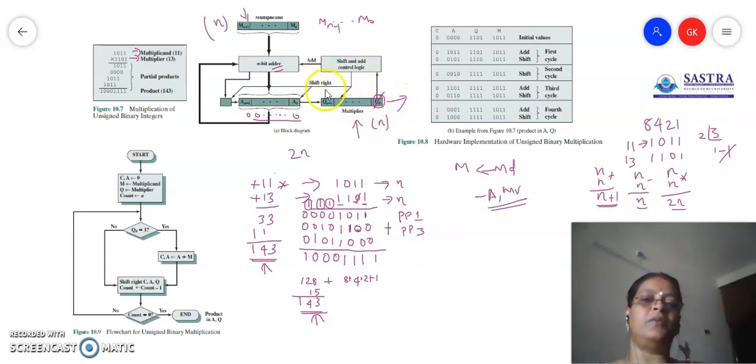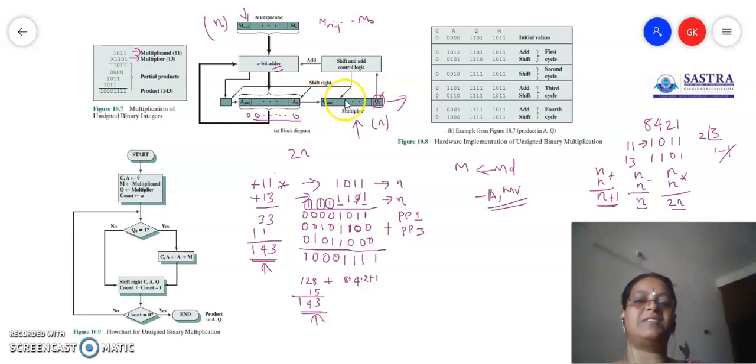Every time you will be doing the shift right operation, and after doing this addition, if there is any carry here, that excess carry also will be considered when we are doing the shift right. So the shift right is going to happen along with this carry flip flop also. So the carry, this register and this register will contain the entire multiplication.